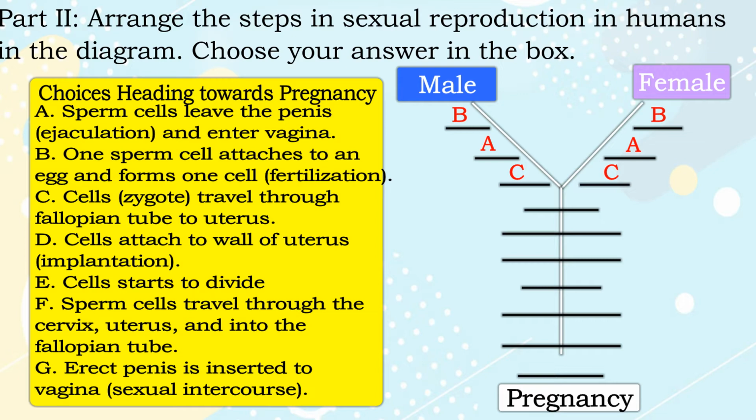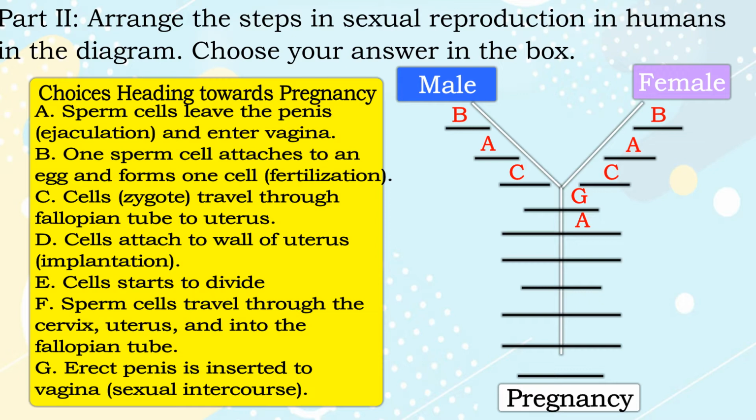Okay, the correct answer is letter G. The erect penis inserted into vagina. That process called sexual intercourse. So, when a female and male is having sexual intercourse, the penis is inserted to the vagina of the female. Next to that, leading to the meeting of the sperm and the egg is letter A. So, during sexual intercourse, the penis enlarges and ejects sperm cell to the vagina. And the process of the ejection of the sperm cell is called ejaculation.